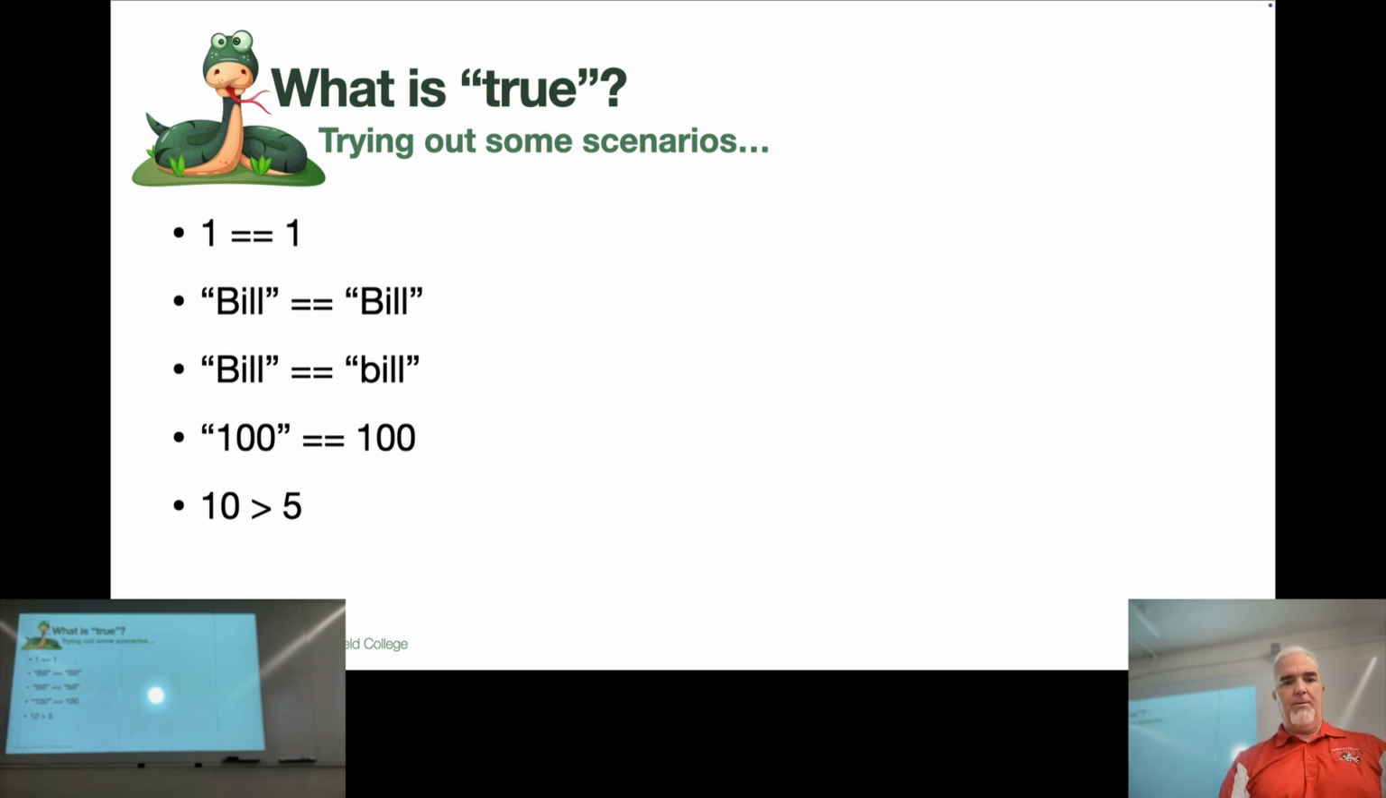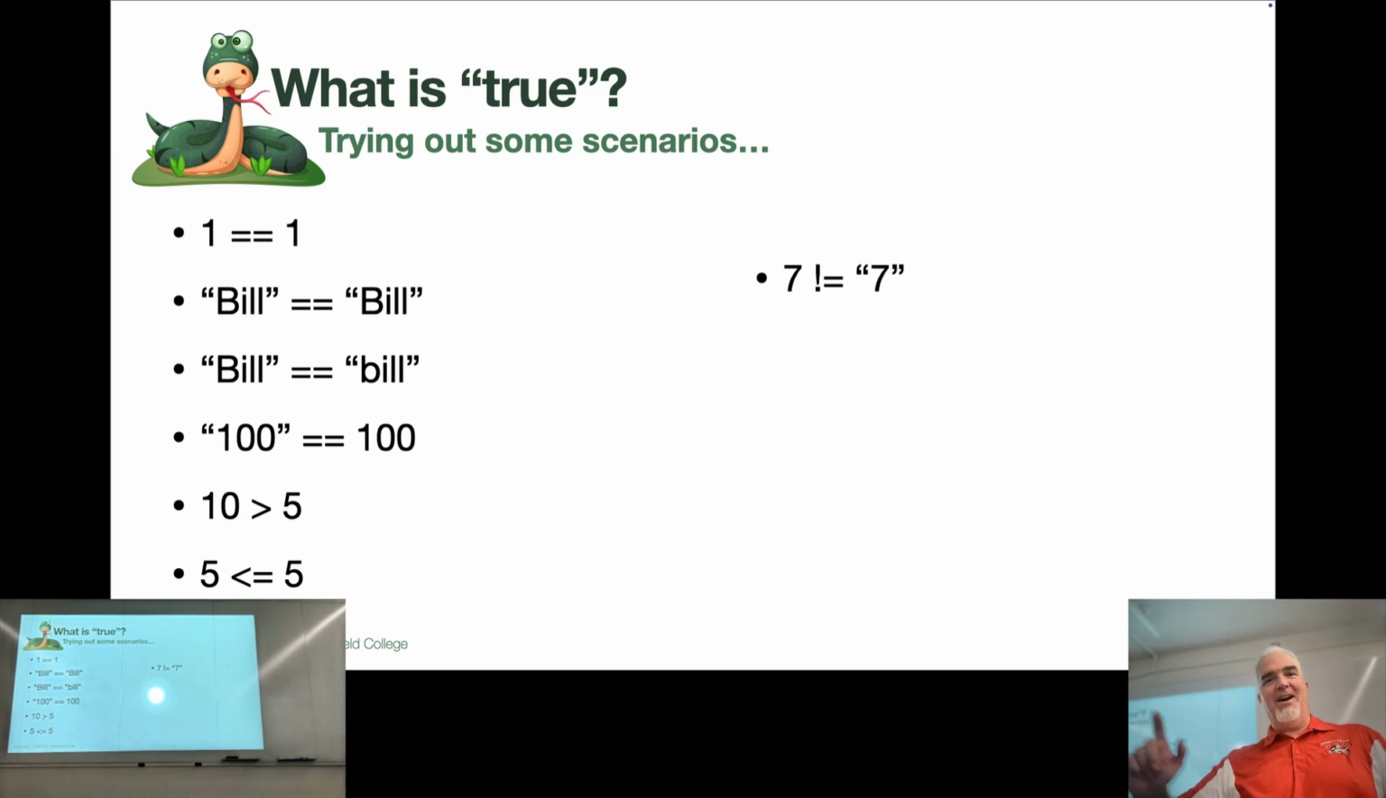And True. True? True? True. False. Gotcha. That's true, because the integer 7 is actually not equal to the string 7. False. False.